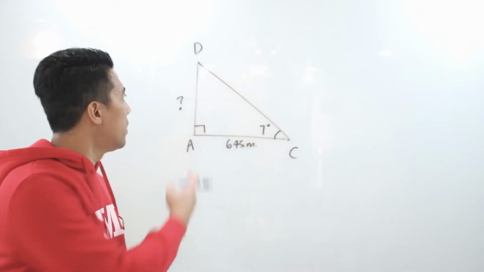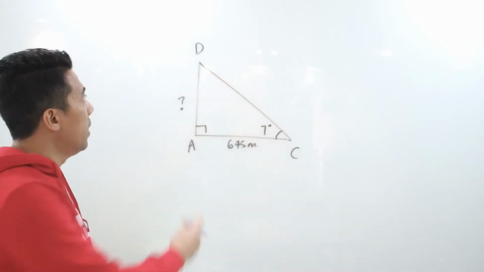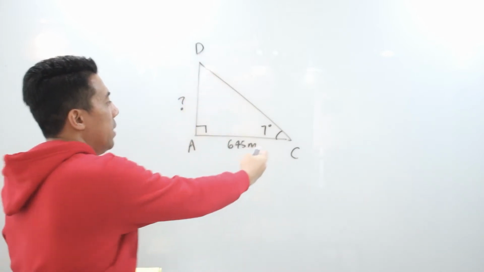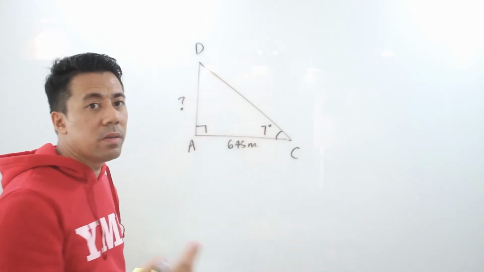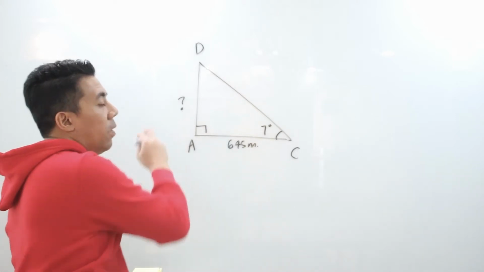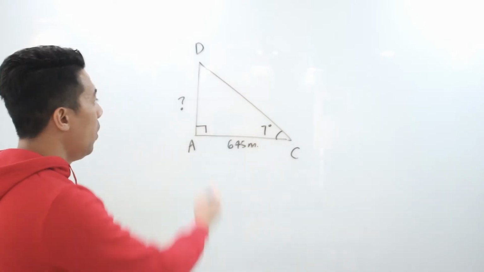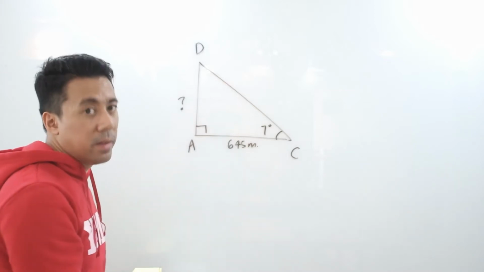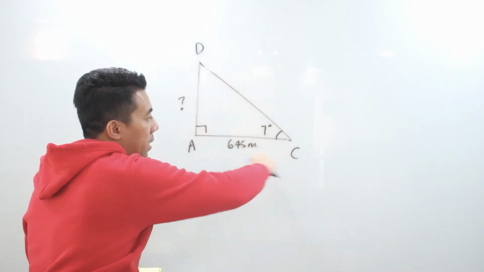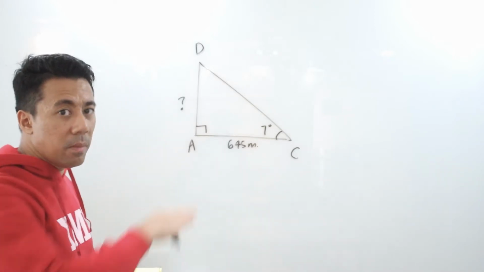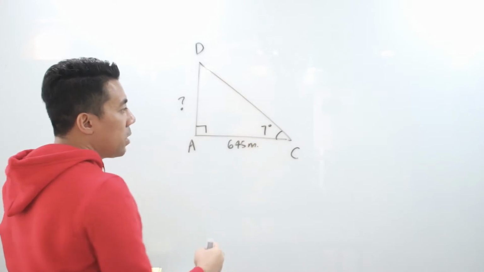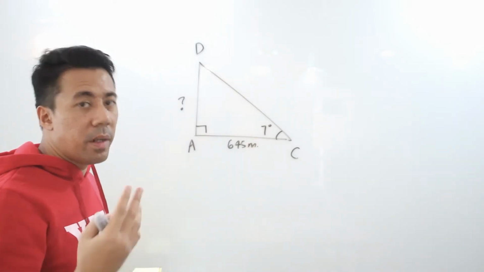So here I've drawn the triangle ABC. Again, D is vertically above A, and this is your point C having an angle of 7 degrees. The question asks, how do you calculate AD? We know that this triangle is a right-angled triangle because D is vertically above A and AC is actually on the horizontal plane. Therefore, this angle is 90 degrees. We can use our trigonometry ratio.